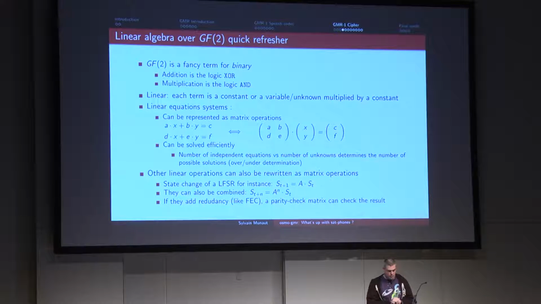Now, I mentioned linear previously, and I will mention it several times in the rest of this talk. When I say linear, it's basically either a constant or a variable or unknown multiplied by a constant. But you never have two variables multiplied together or that kind of thing, because then it becomes quadratic and it's not linear anymore.